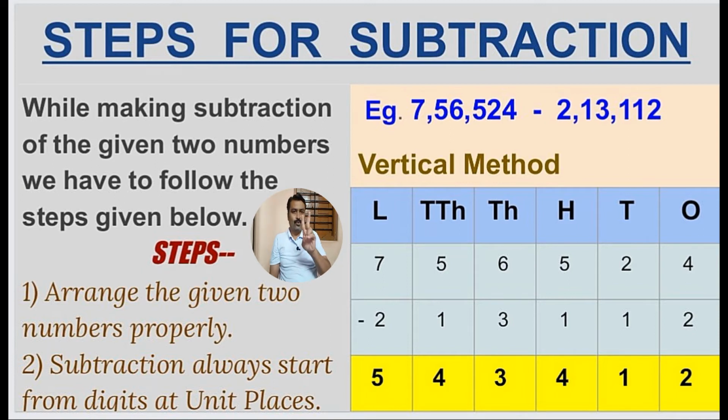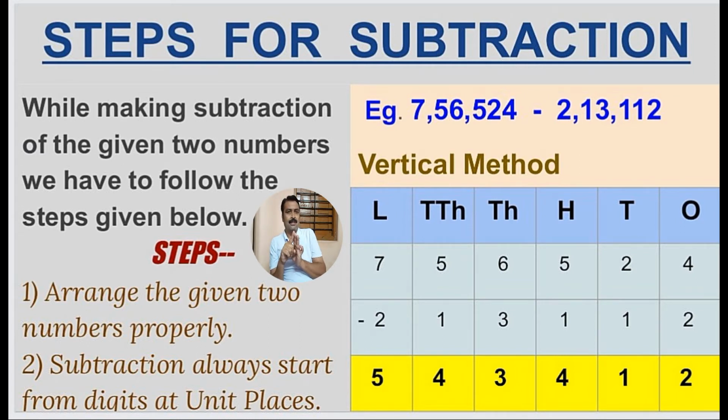Tens column, 2 minus 1. From 2 we have to take away 1, so there is remaining 1 only. So 2 minus 1, here I am writing 1. Thereafter 5 minus 1. From 5 we have to subtract 1, so if we subtract 1, there is remaining 4 only. So 5 minus 1, we write 4. Thereafter 6 minus 3. From 6 we have to take away 3, so that is remaining 3 only. So 6 minus 3, we write the answer as 3.